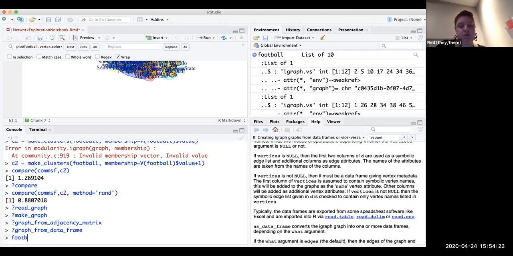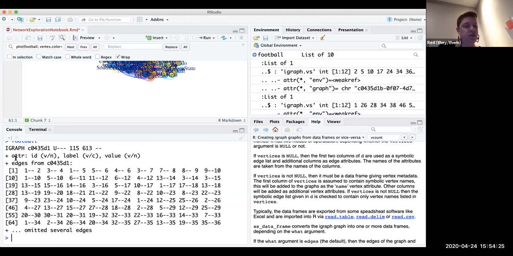When we type in football here, you can see under attributes, we have ID and it says V/N, which means this is an attribute specifically for the vertices or the nodes. We have a label, which is V/C, because the V is for vertices and C is for character. So our label is character. And our value here is V/N because it's a vertex attribute and it's numeric.